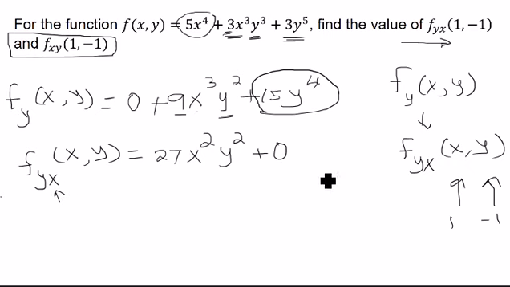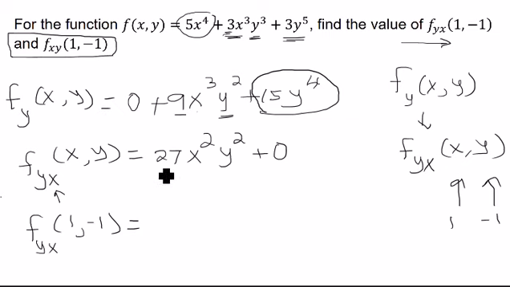And now finally we'll replace x and y with 1 and negative 1. So in the notation side, we're going to write f sub yx. So these two, yx, will stay back, and then the arguments x and y will be replaced with 1 and negative 1. So that's how the notation is written. So you can't change this part.